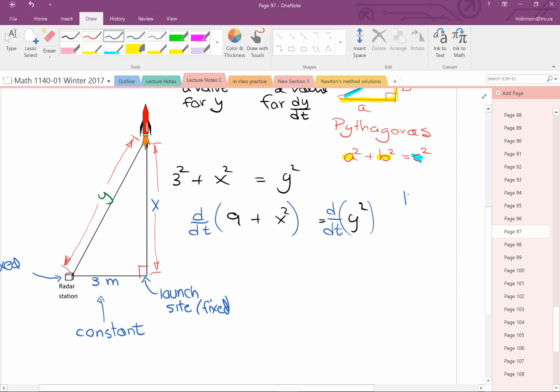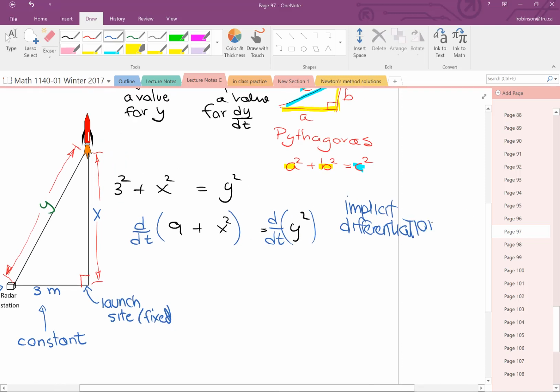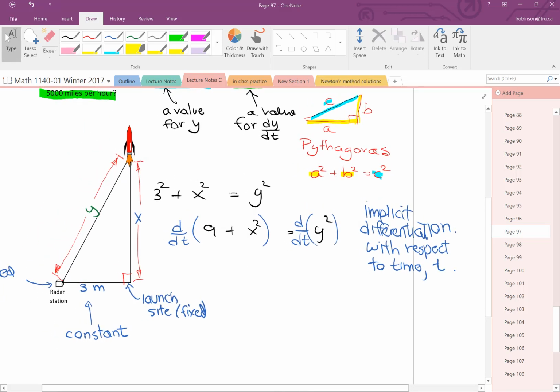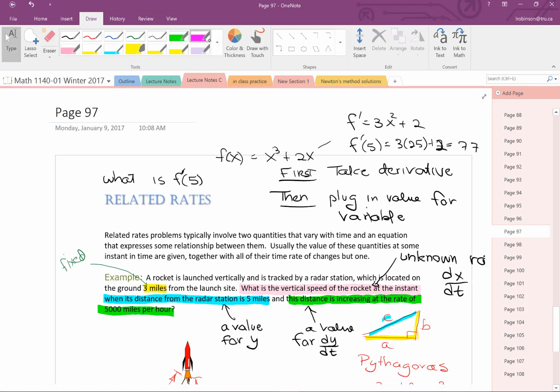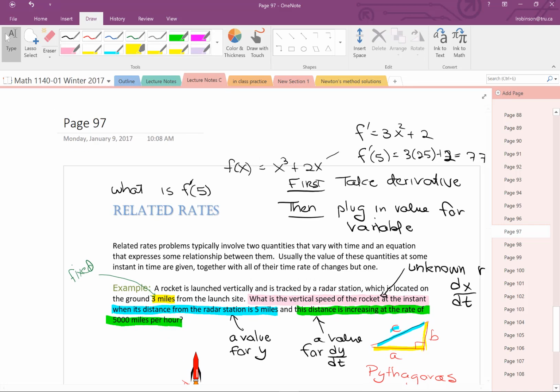And we're doing implicit differentiation with respect to time t. So remember before, when we were doing implicit differentiation, we were always doing d by dx.